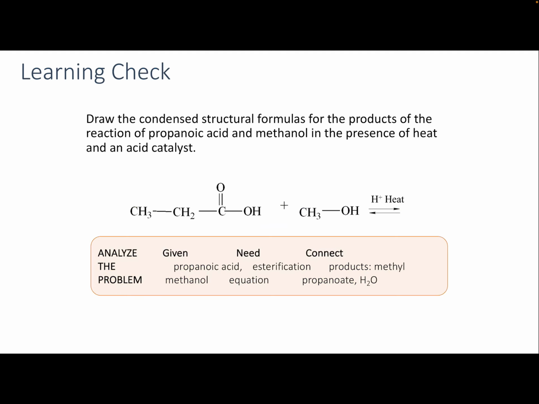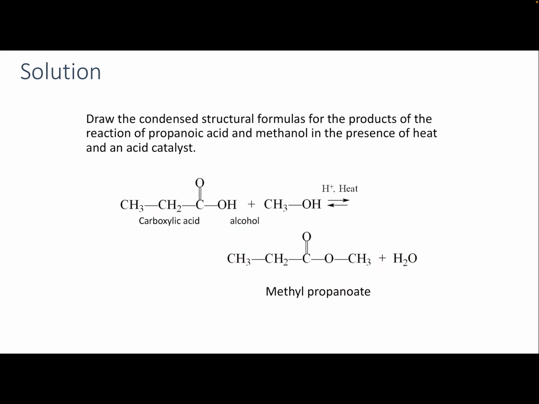Quick learning check here. Draw the condensed structural formula for the product of propionic acid and methanol. So in this case, you're making the ester. So remember, take what's attached to the alcohol and attach it to the carboxylate. Let's go ahead and pause it, give it a shot. You should be taking this CH3 and sticking it on this O.